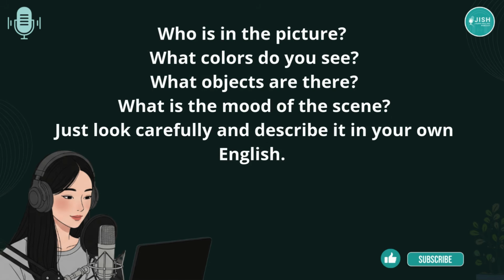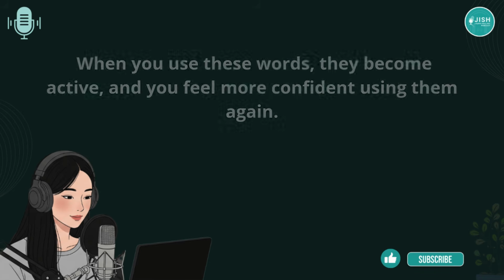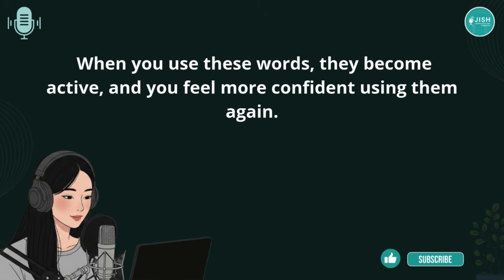Who is in the picture? What colors do you see? What objects are there? What is the mood of the scene? Just look carefully and describe it in your own English. This exercise is very powerful. It helps your brain take out the English words that are already inside you, the words that are hiding in your memory. When you use these words, they become active, and you feel more confident using them again.